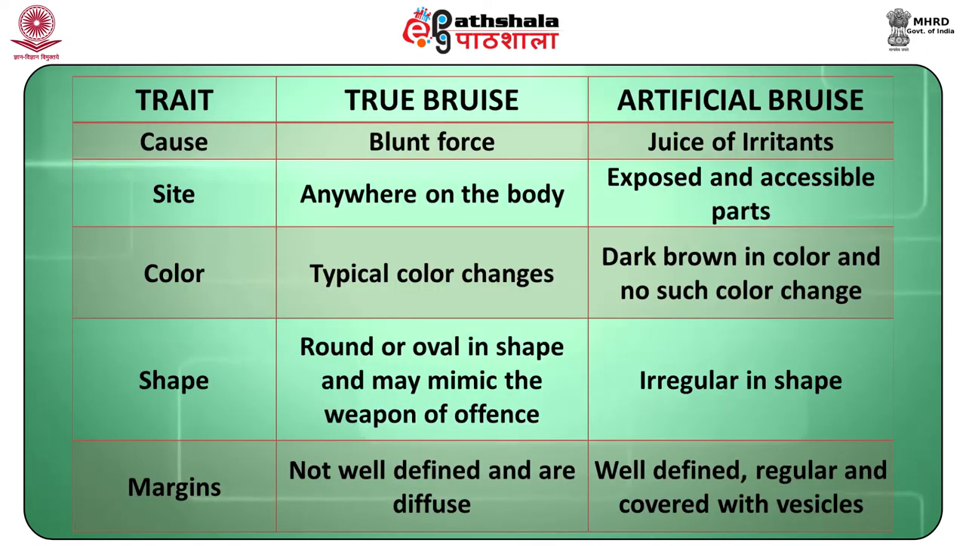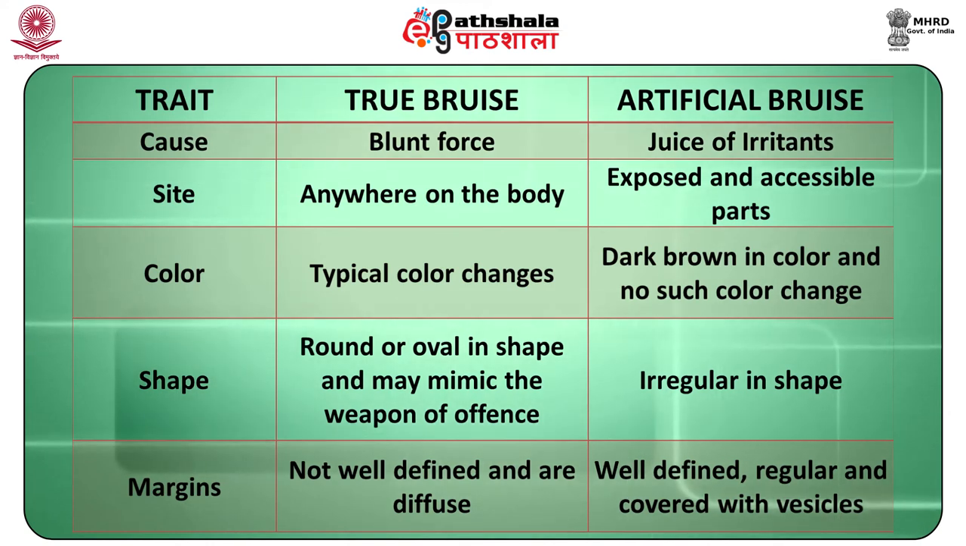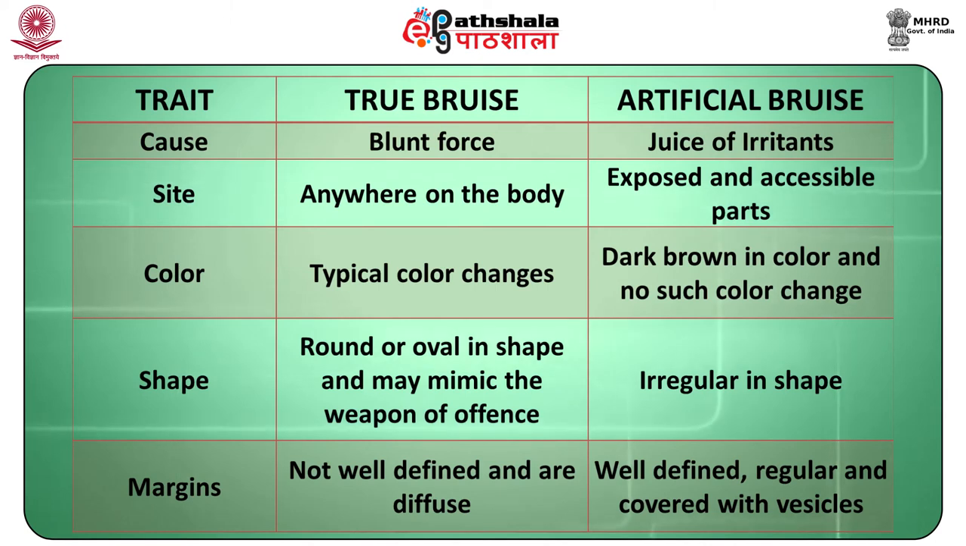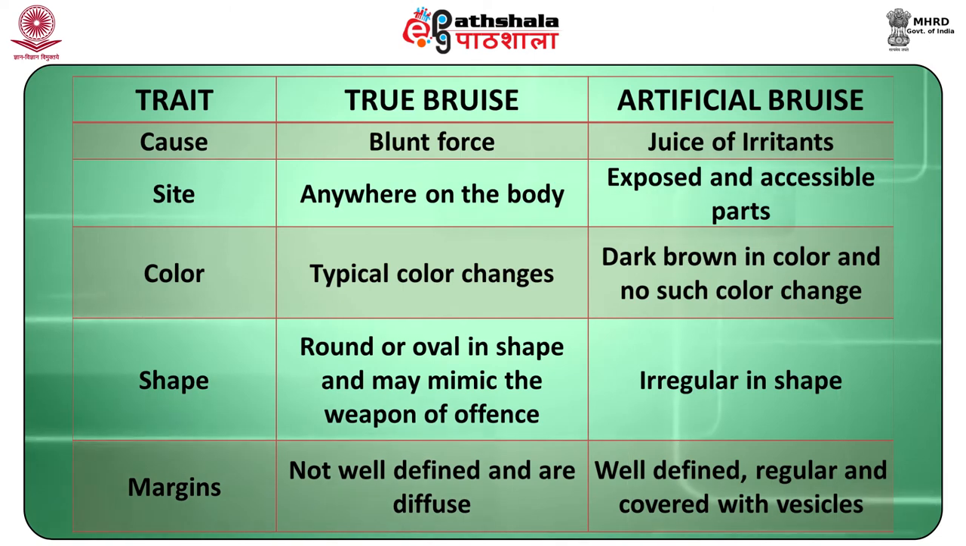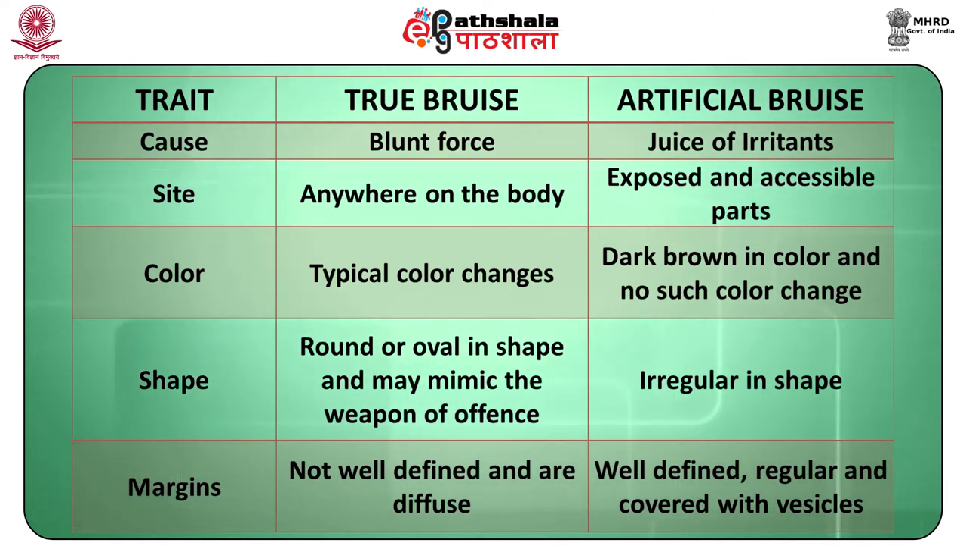This table summarizes the difference between a true and artificial bruise. True bruises are produced by blunt force, whereas artificial bruises are produced usually by the juice of any irritant material. The true bruise may be found anywhere on the body, whereas the artificial bruise will be present only on the exposed and accessible parts. The typical color changes will be found in case of true bruise, whereas it will be absent in case of artificial bruise. If you examine the shape, there will be round or oval and may mimic the weapon of offense in case of true bruise, whereas artificial bruise, there will be no shape, irregular shape. The margins will not be well defined and are diffuse in cases of true bruise, whereas in case of artificial bruise, they will be well defined, regular and covered with vesicles as well.